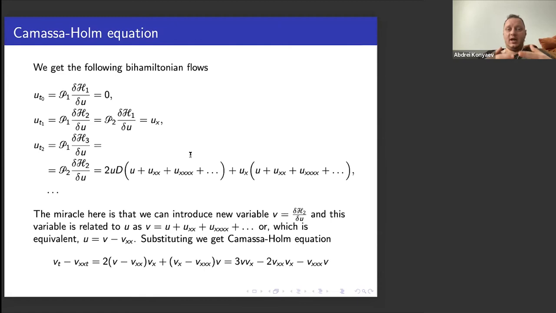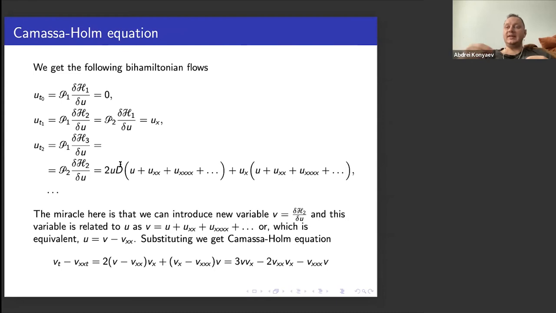If we now write the second flow, the first one is zero, the second one is like this, and we write it, we see that the right hand side is actually a series, right? A huge series. But we see that this series can be expressed the other way around. If we denote this series as a new variable v, then expressing v using u contains an infinite number of derivatives.